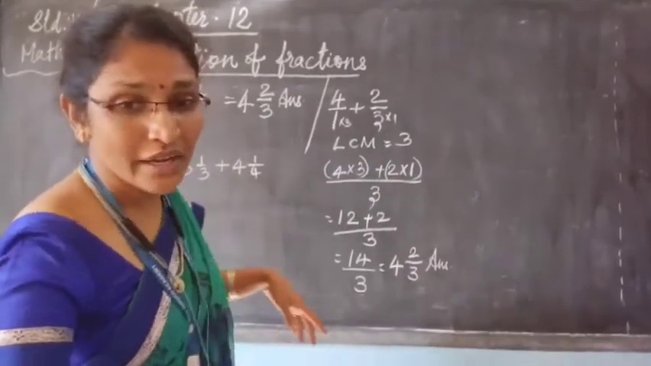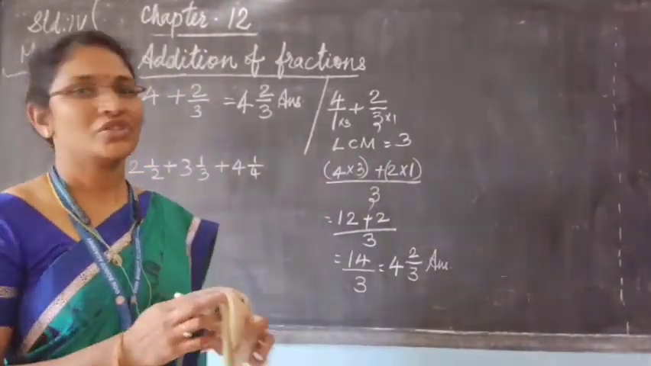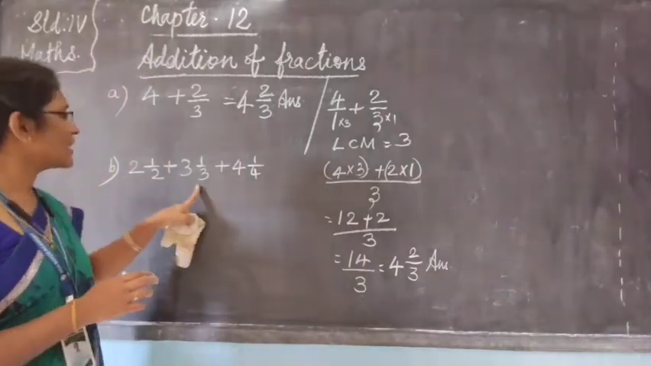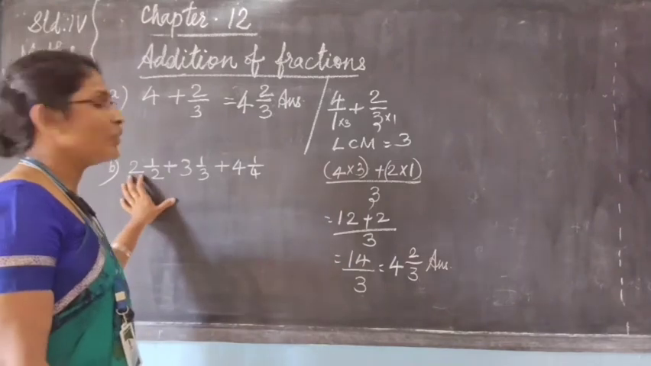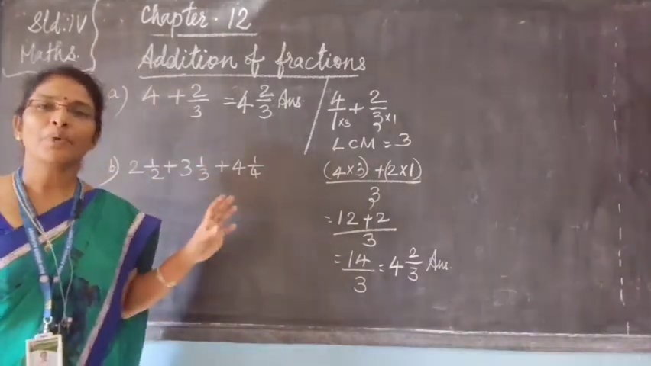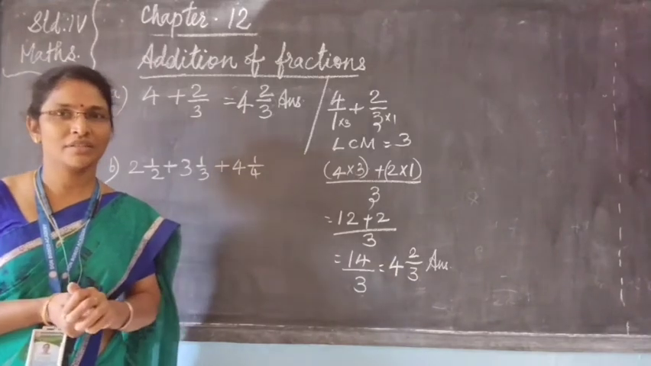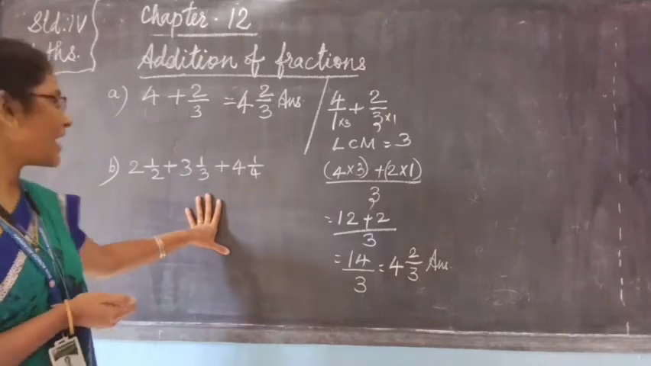We can see the next one. The next one is a mixed fraction. The question is given to add 3 mixed fractions. Then what will we do? We will convert them into improper fractions. Okay, we will change them into improper fractions.